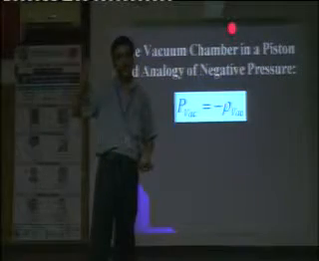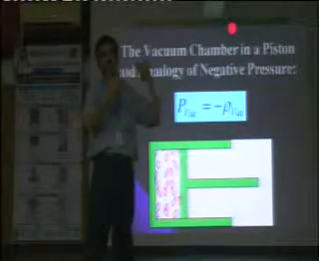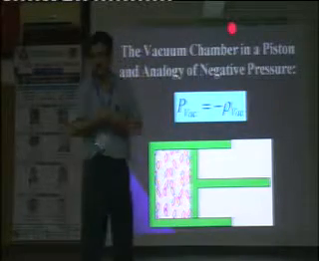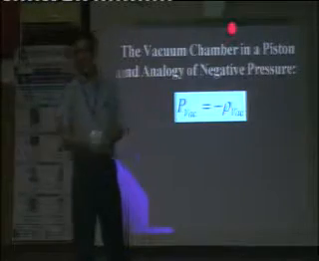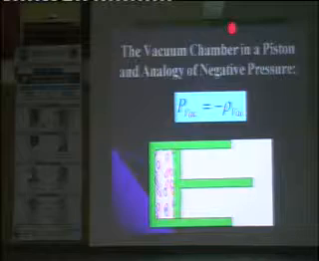First, here is the idea of negative pressure, the Lambda term in Einstein's equation. That is the idea.